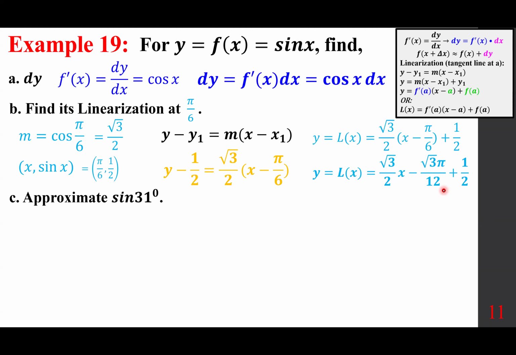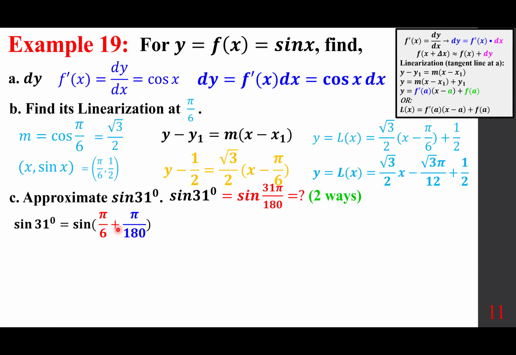Now, we want to use this concept and approximate sine of 31 degrees. Remember, pi over 6 is 30 degrees. So the difference is 1 degree, and we're going to go with radians. So sine of 31 degrees is sine of 31 pi over 180, and I'm going to look at it both ways. Again, 31 degrees is close to 30 degrees, we're going to go with radians. So sine of 31 is sine of pi over 6 plus pi over 180.